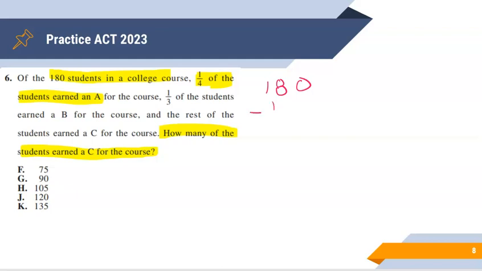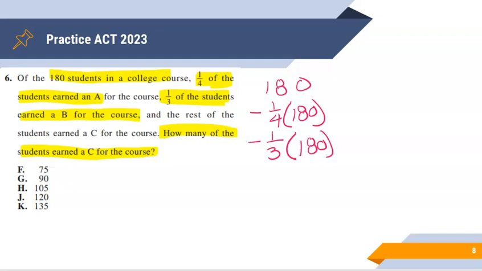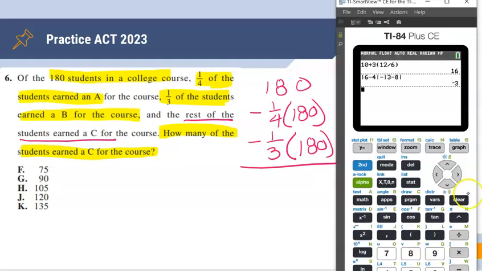So minus 1/4 times 180, right? And then we see a third of the students earned a B. So we're going to subtract 1/3 of the 180. And then it says here that the rest of the students scored a C. So again, this is just typing it into your calculator, right?